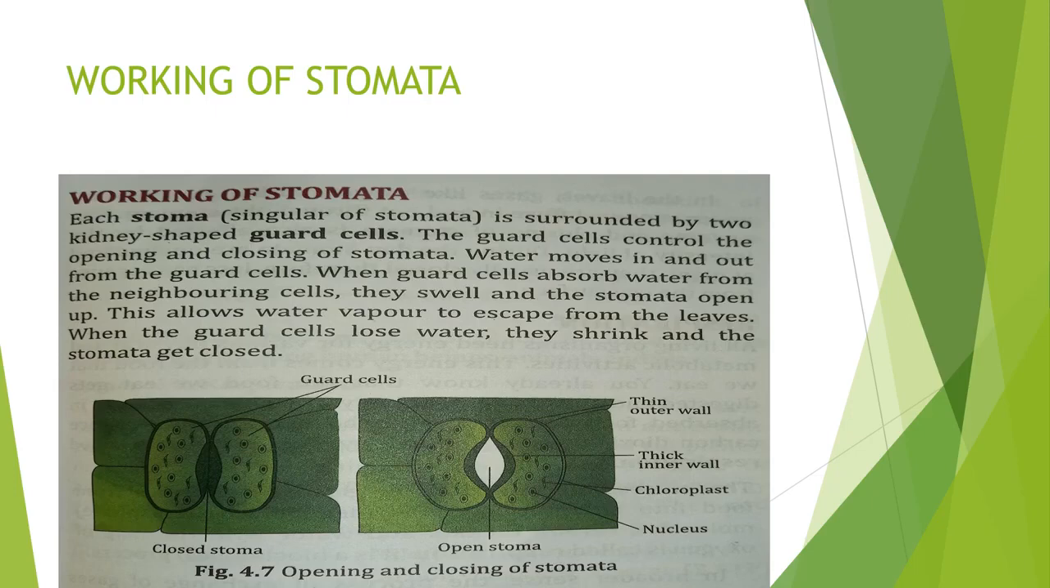When guard cells absorb water from the surrounding cells, they swell up and the stomata open up. This allows water vapor to escape from the leaves. When guard cells lose water, they shrink and hence stomata get closed. So here I have shared one picture of opening and closing of stomata for better view and understanding. You can see it and copy it down in your assignment copies.